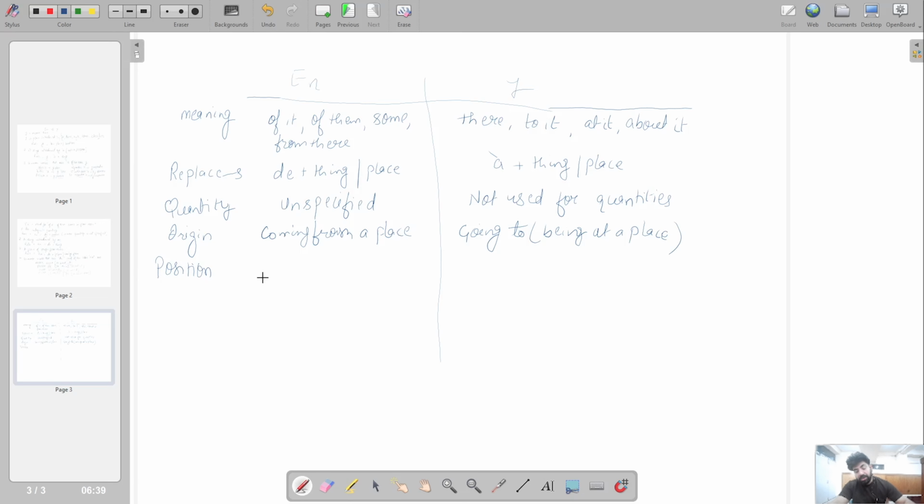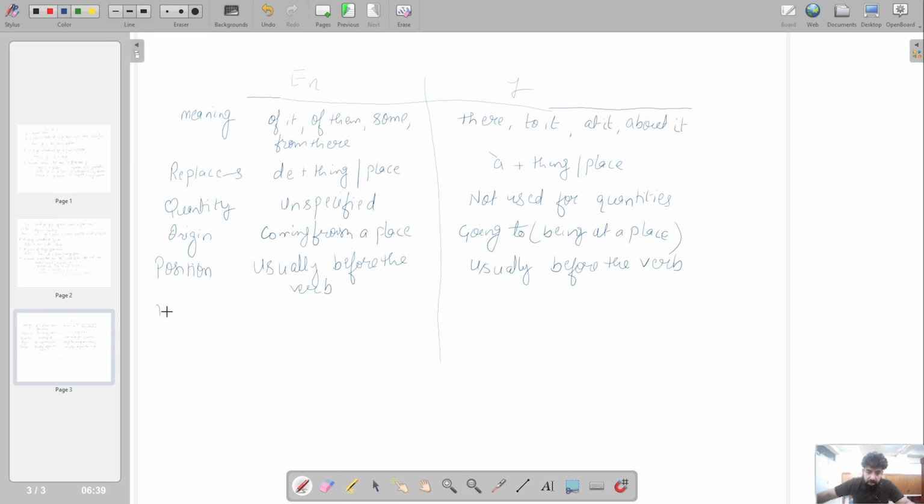Now let's talk about the position. So where exactly does it come? It usually comes before the verb. Similarly, if I talk about this one, it also usually comes before the verb. So both of them come before the verb.